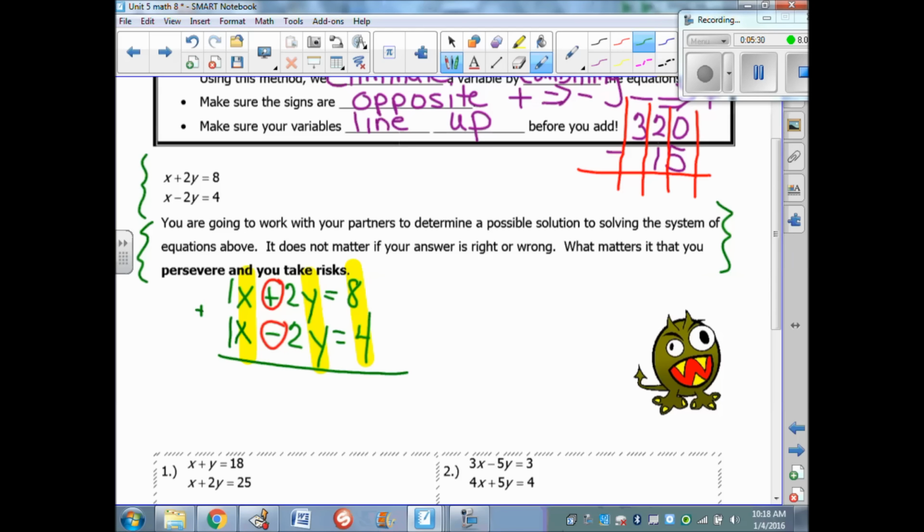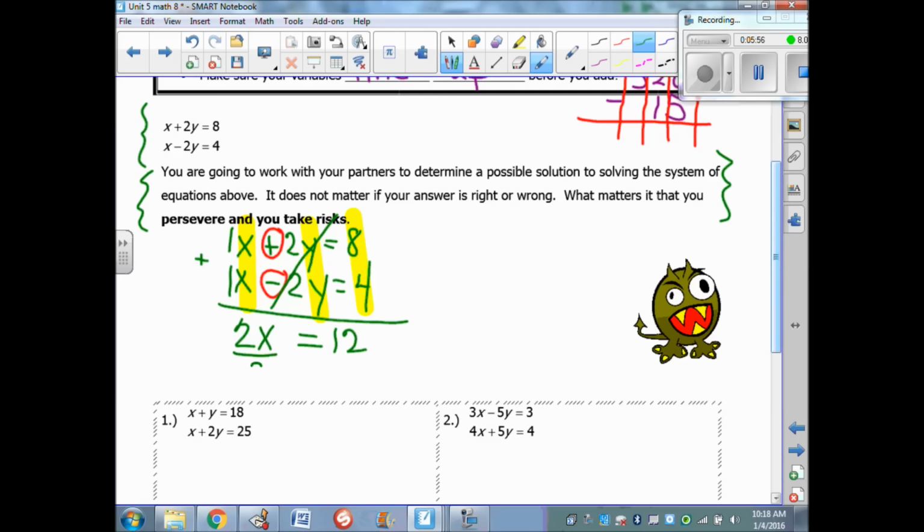So my friends, what is 1x plus 1x? That's 2x. And then what is plus 2y minus 2y? You just said in your head it was 0. We just eliminated the y's. We have no y's left. They're all gone. And then what is 8 plus 4? It's 12. Now I have a simple little equation that I can solve for x. I'm going to divide by 2 to get x by itself, and I've got x is 6. So right now I have the x part of my solution. I just have to find the y now. Now this step is just like we've been doing with substitution.